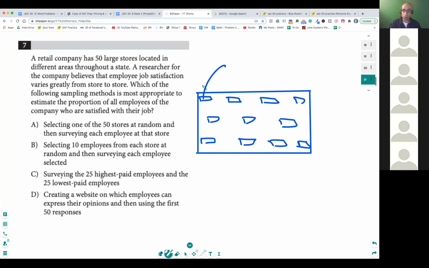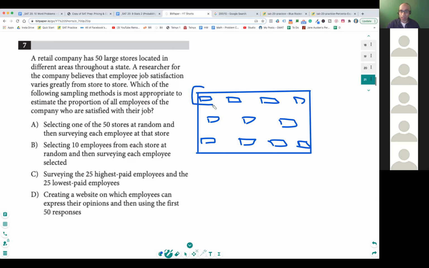Yes. So why do you think choice A is incorrect? Selecting one of the 50 stores at random and then surveying each employee at that store. First of all, it doesn't make sense to survey each employee at the store. It takes too long. So yes, it's only one store.